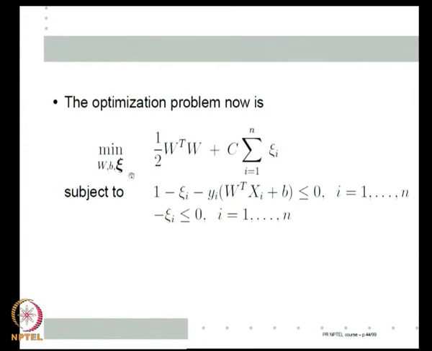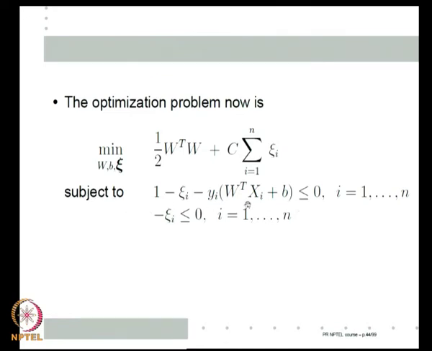Minimize over W, b and ξi. So, I put that as the bold ξ, half W transpose W plus C times the sum of slack. I have written this in my standard optimization form. In this form, all my constraints are written as something less than or equal to 0.